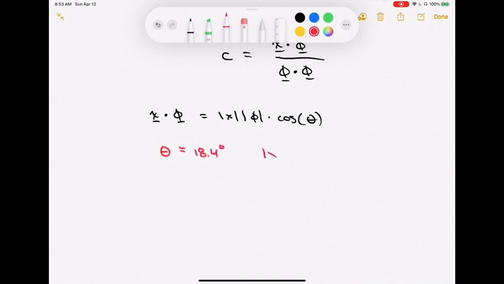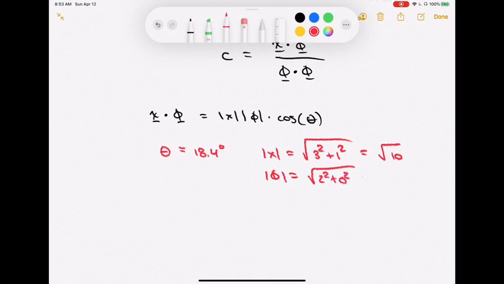We know that the size of X is equal to what? It's the square root of 3 squared plus 1 squared, the horizontal and the vertical each squared and square rooted. That's just trigonometry, so that's going to be root 10. The size of phi is just going to be equal to, well, I could also do that as 2 squared plus 0 squared. Well, that's just going to give me 2.